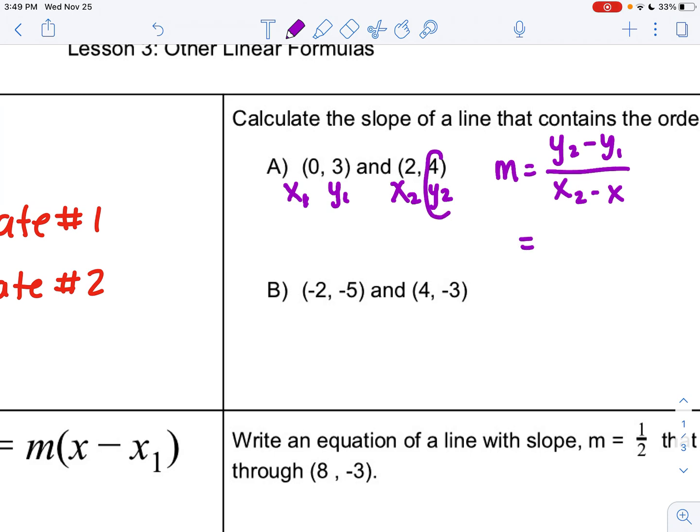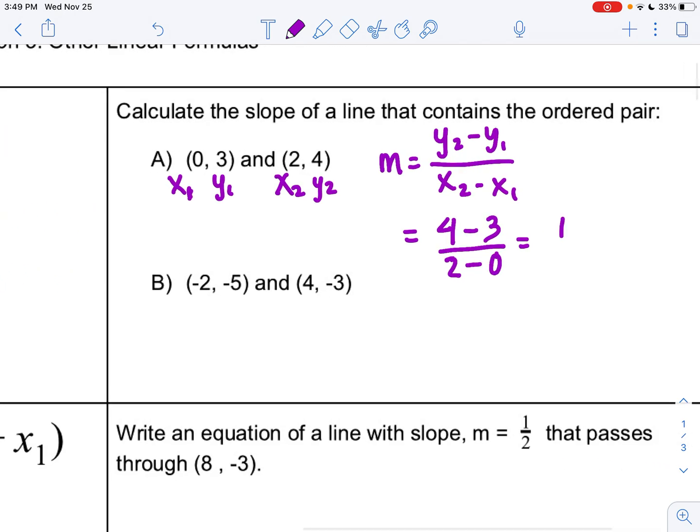So I know my y2 is 4. So 4 minus, my y1 is 3, all over, and then x2 is 2, minus, oops, I forgot to put a 1 there, x1 is 0. And then I just simplify. So 4 minus 3 is 1, and 2 minus 0 is 2. I can't reduce that, so that means my slope is 1/2 for these 2 points.